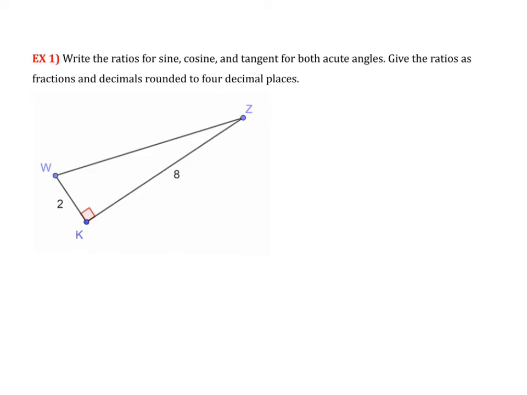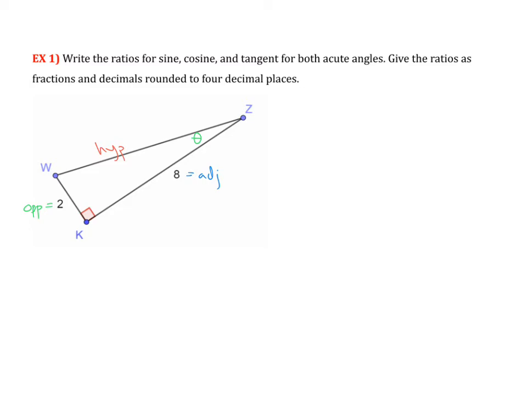All right, so let's go ahead and add some labels to our right triangle first. As for the angle, let's focus on angle Z first, even though we need to do it for both angle Z and angle W. Now that I've labeled angle Z, I need to label hypotenuse, opposite, and adjacent. Hypotenuse is, of course, always across from the right angle. My opposite leg this time is right over here. It is the 2. And the 8 then is my adjacent leg.